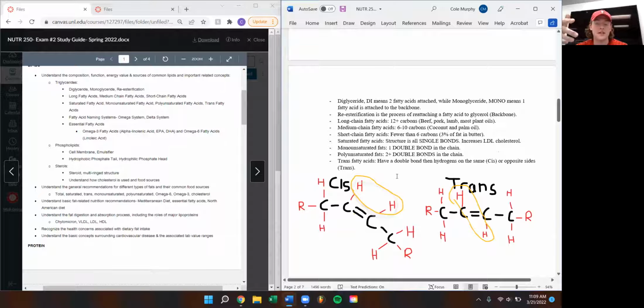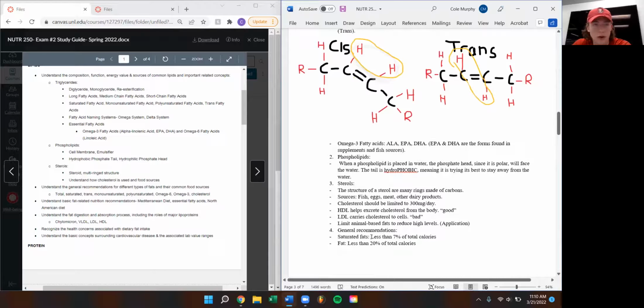As you can see, the carbons are in the chain regardless. You got 4 carbons, but on the cis, the hydrogens on the double-bonded carbons are going to be on the same side. So that's going to cause a kink in your carbon chain. Whereas on the trans right over here, they're going to be on opposite sides, so the chain is still going to be straight. So do what you need to memorize that. We'll keep on going.